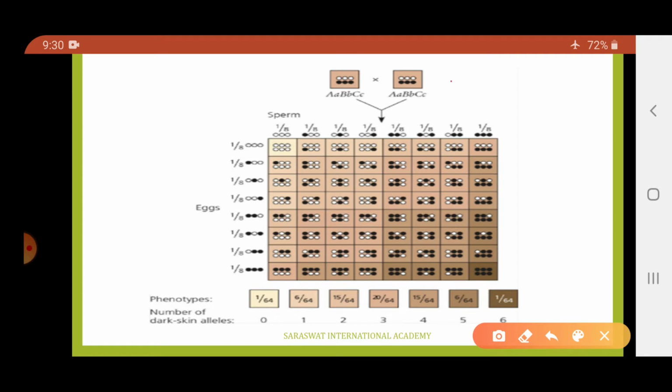So basically when the intermediates are crossed, the same condition is explained here. See the first box, it indicates that all the genes are recessive genes, and this box indicates all the genes are dominant genes, and in between there are intermediate conditions. So these are the phenotypes, right? And the number of skin alleles. Here there are no dominant genes. This condition has 1 dominant gene. Here 2 dominant genes, 3, 4, 5 and 6.